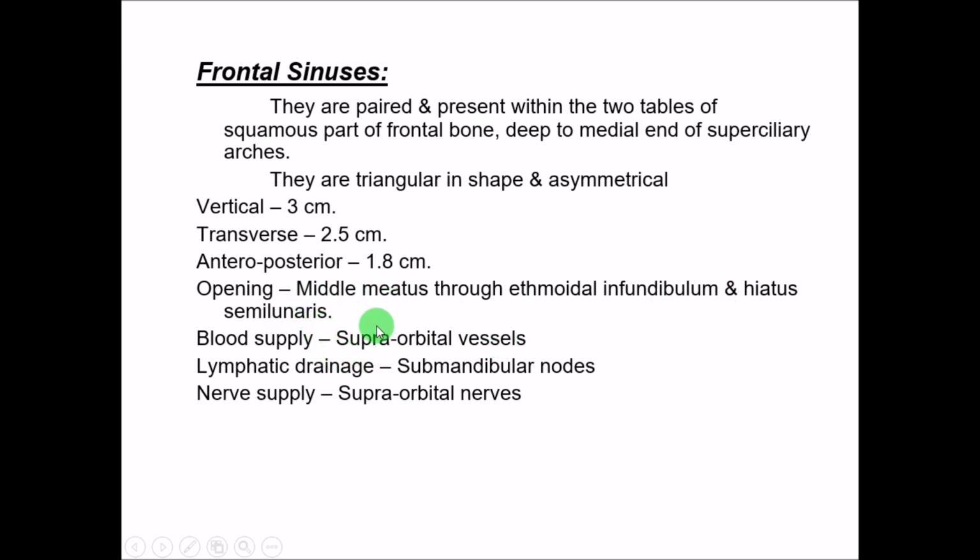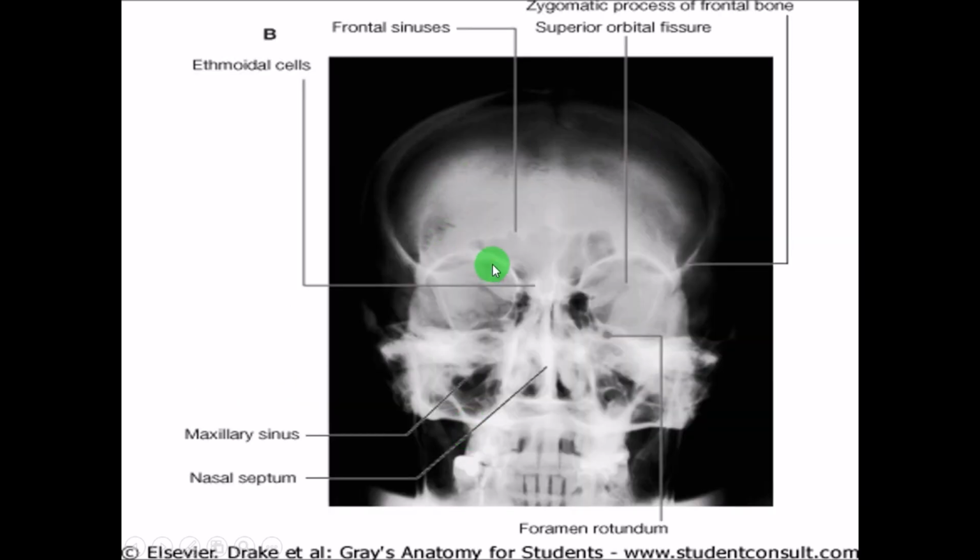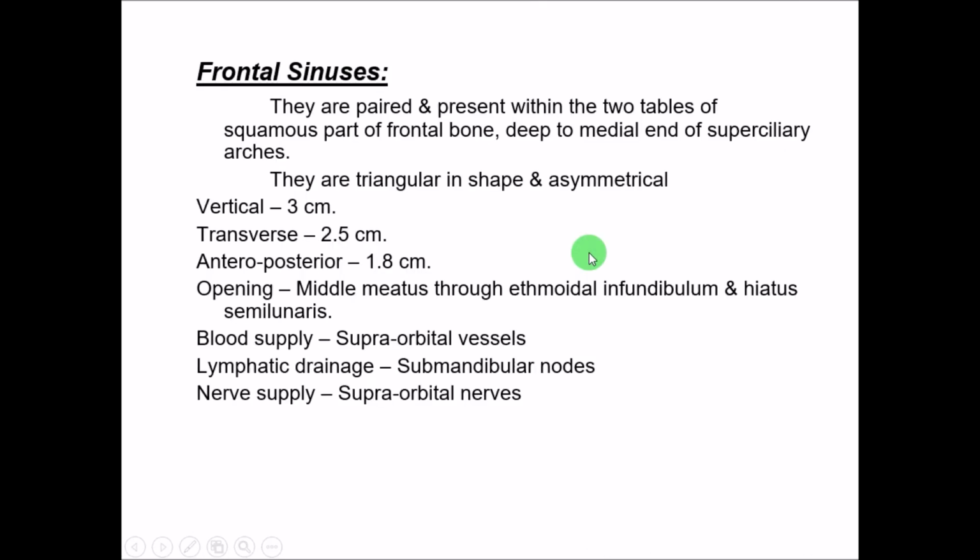Blood supply is by the supraorbital vessels, the artery as well as the vein. Lymphatic drainage will be into the submandibular group of lymph nodes, and the nerve supply will be by the supraorbital nerves. So everything will be supplied by the same supraorbital vessels as well as nerves.